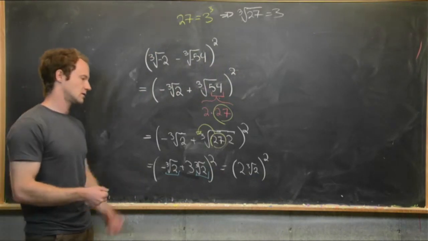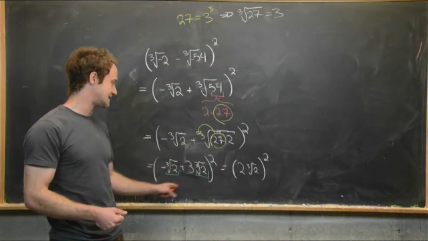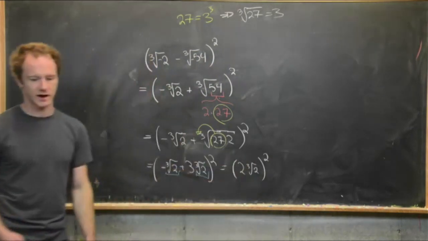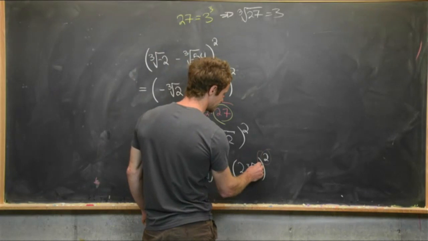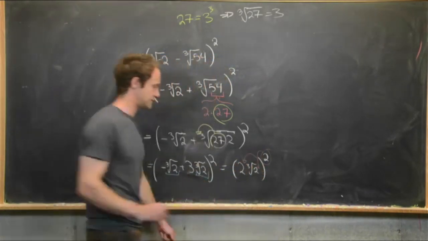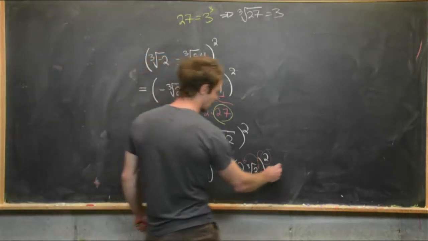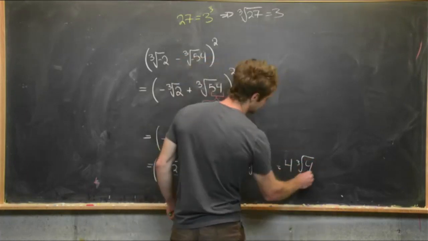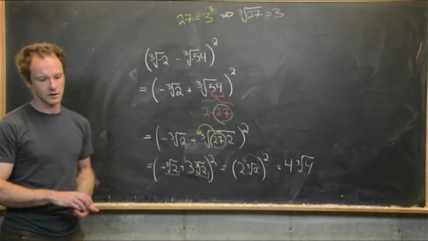But now we're in good shape because no longer do we have this thing which is being added together and then squared. We just have a single term which is squared, which means I can take the square and put it onto each of the factors in there. So that's going to give us 2 squared. Well, 2 squared is 4. And then the cube root of 2 squared, but 2 squared is still 4. So we end up with 4 cube root of 4.